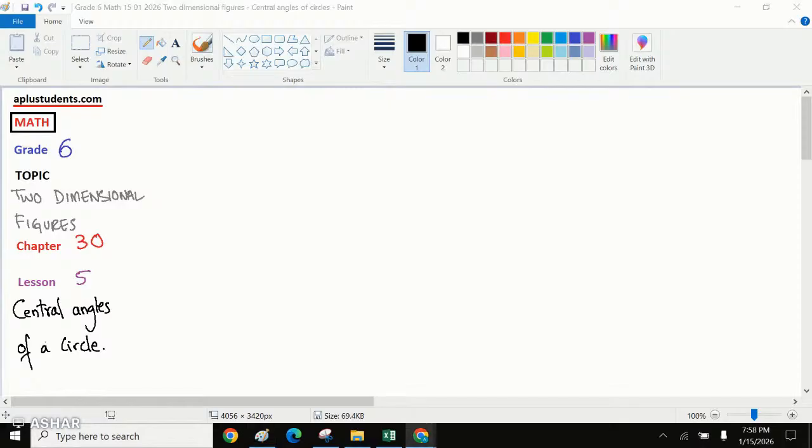Before we begin, let's go to the topic. Grade 6, chapter number 30 and lesson number 5. Before doing anything, what we need to remember is that a circle is always made up of 360 degrees. The length from the center to the circumference is always known as the radius.